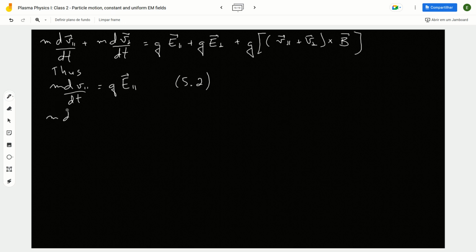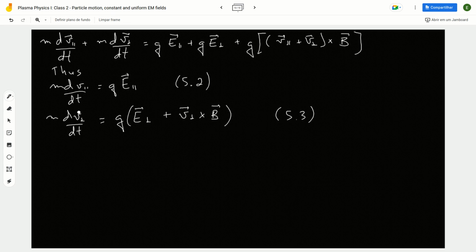And for the perpendicular component, we end up with a perpendicular field, the electric field, plus V cross B. Okay, this was 0 because this is parallel to this, and the cross product will be 0. Okay. 5.3.